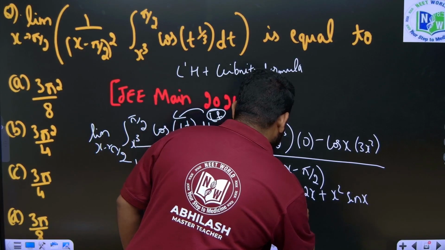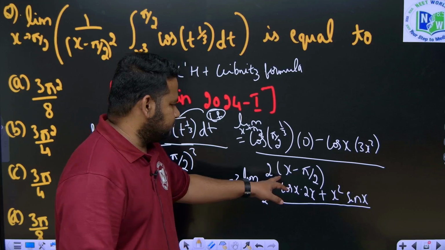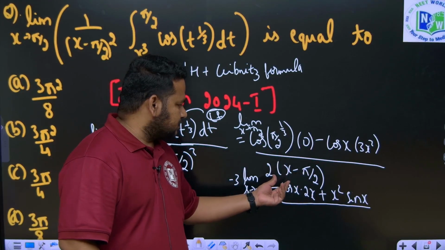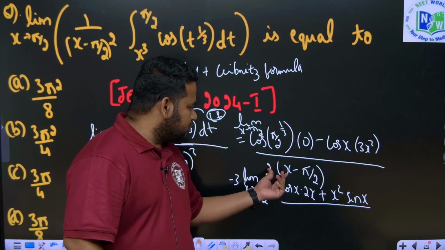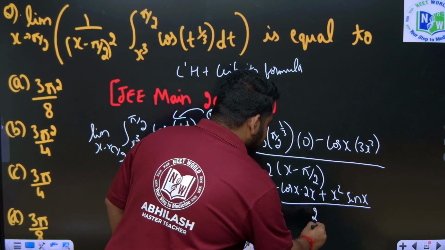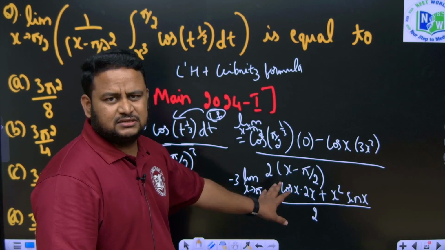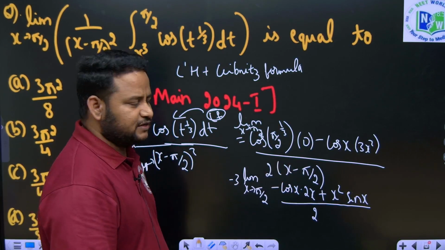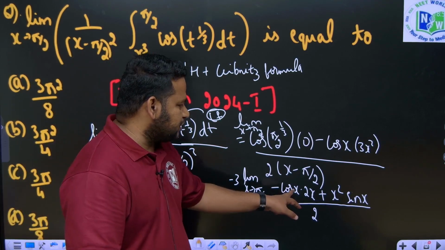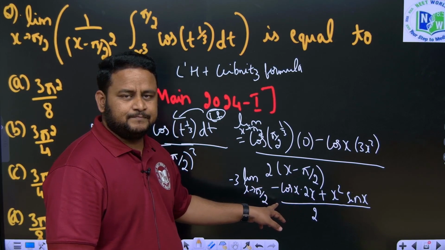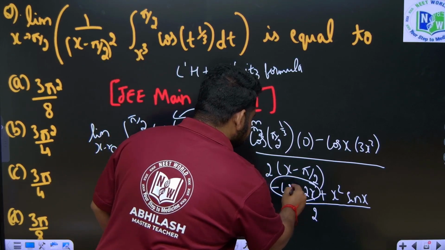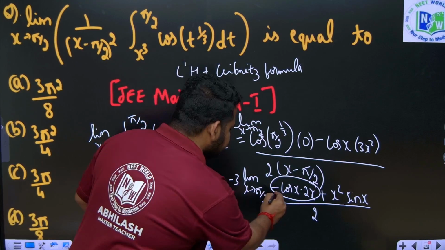Divided by this, if I apply LH rule, because otherwise it will become 0 by 0 form. So again if I apply LH rule, 2 into (x minus pi by 2), the derivative of 2x is 2 itself, and pi by 2 is constant, so the derivative of that will be 0. So this you are left with. Now, cos pi by 2 is what, friends? Cos pi by 2 is nothing but 0, so this entire thing will become 0.